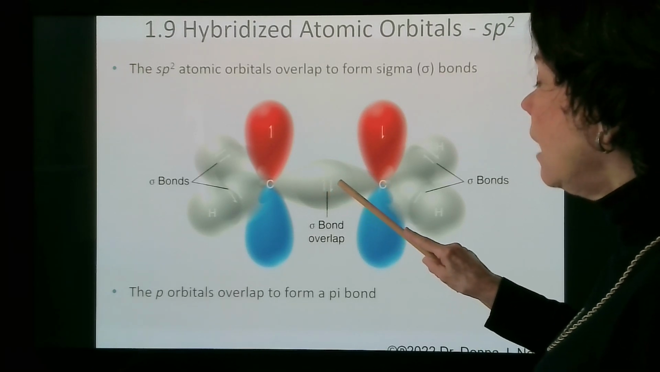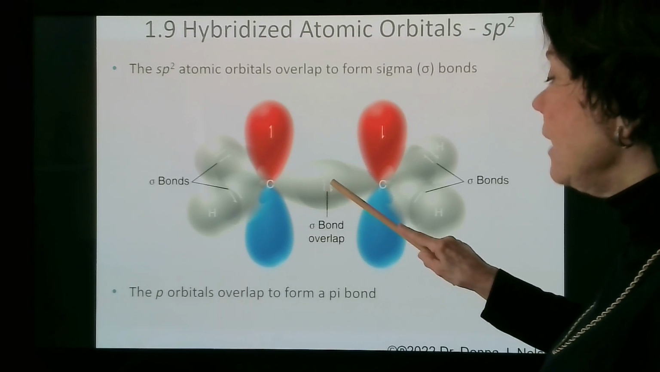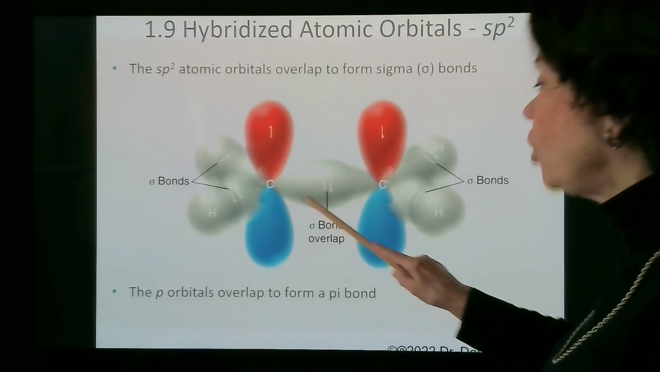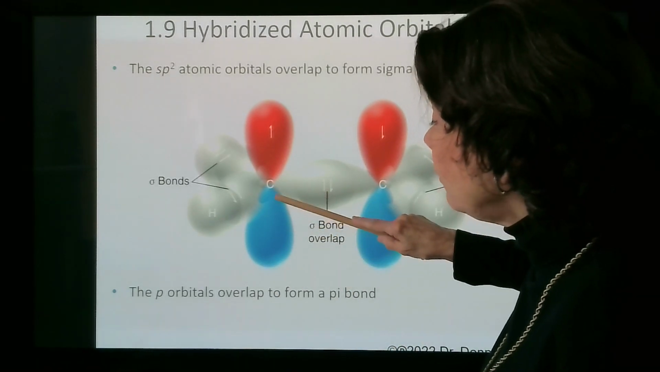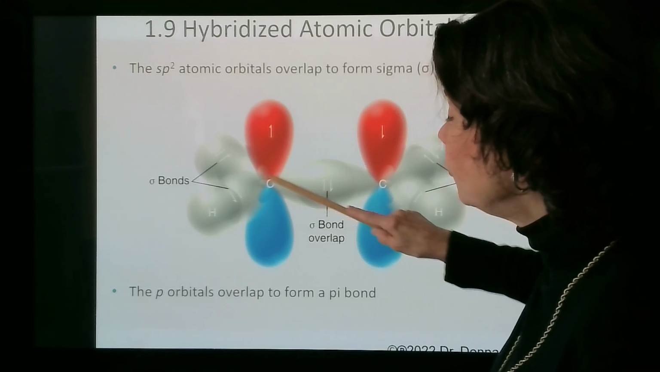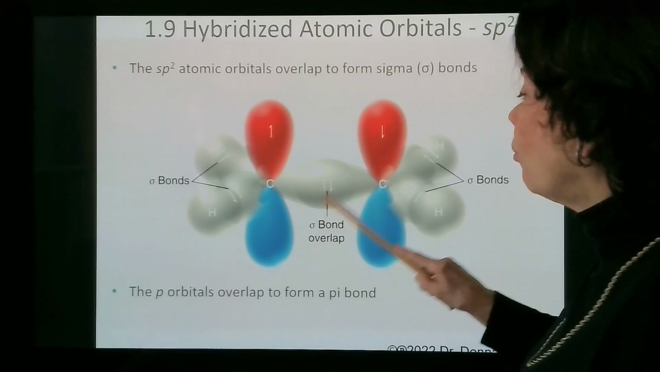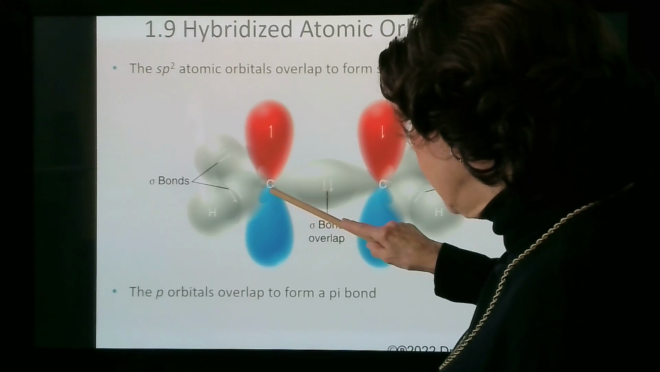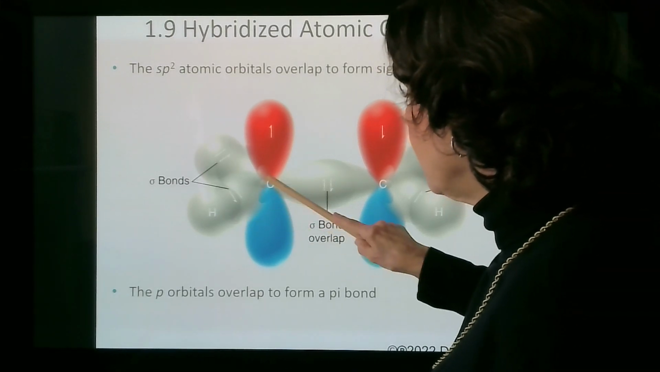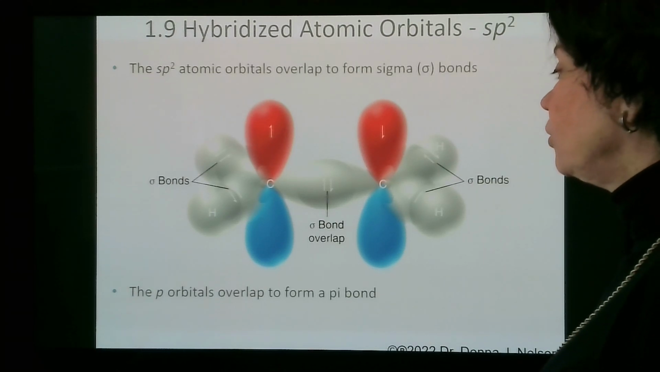Each one donates a single electron to form a 2-electron bond, and this is totally normal. I might point out in each of these, if you look carefully, you can see the back lobes. Here is the back lobe for this orbital. Here is the back lobe for that orbital. This orbital has a back lobe, and this orbital has a back lobe. It's a little bit difficult to see, but they are there, which is good.